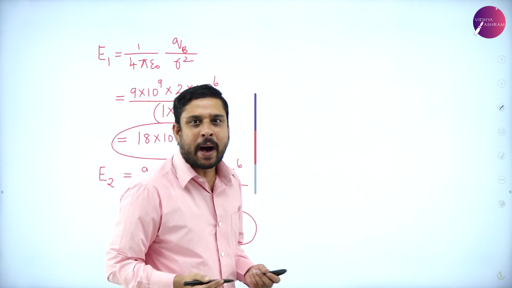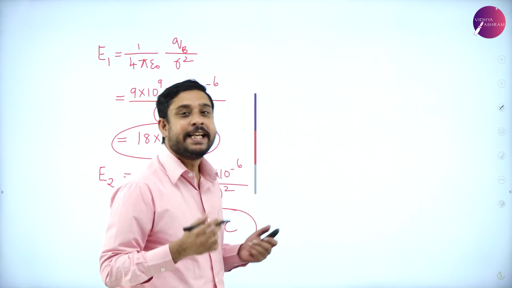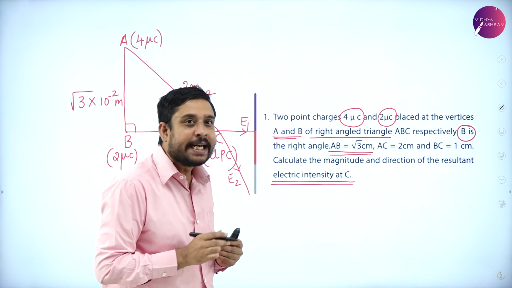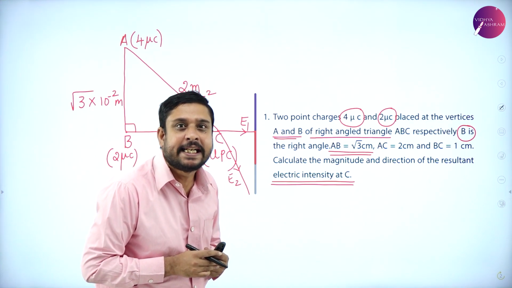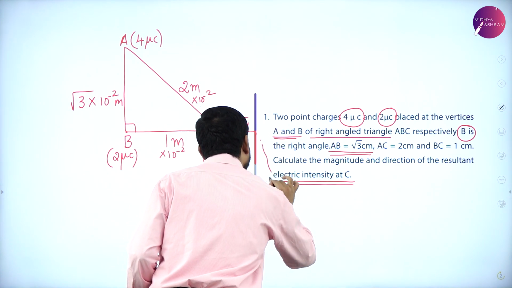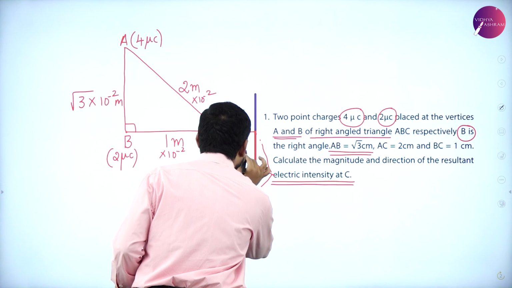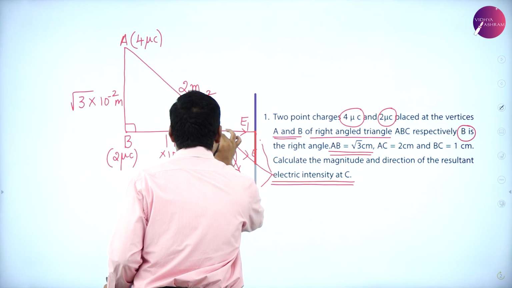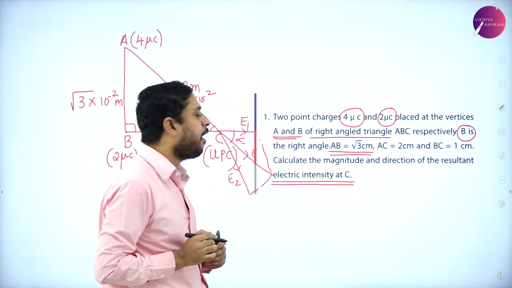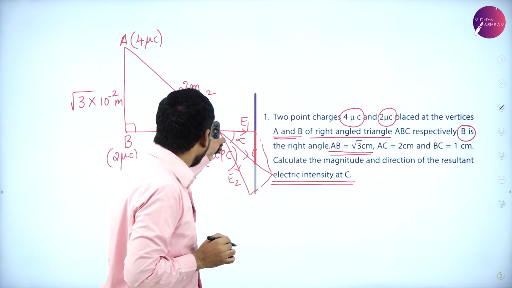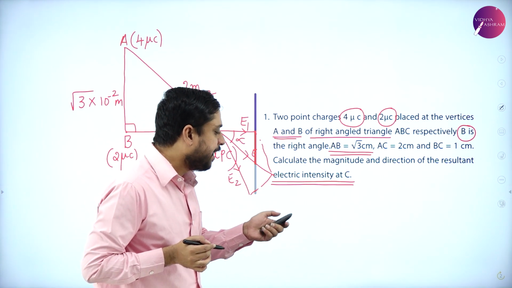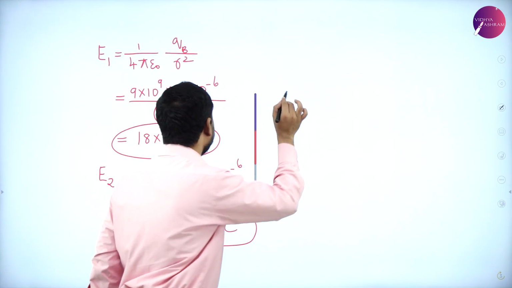So I have got E1. I have got E2. How will I find the resultant intensity at C? Again, the same parallelogram law. So this is E, this is theta, and this is alpha. How will I find theta? Right angle triangle. I can define sin theta there.